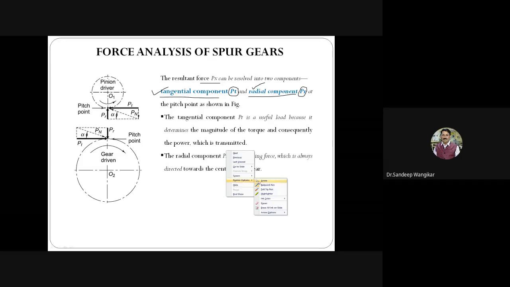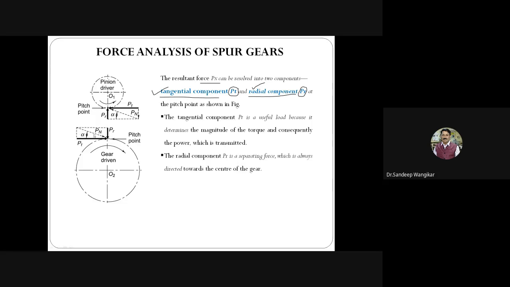This is your Pn. So Pn is the component, if you see, and it is resolved into two. Pn is resolved into Pt, the tangential force, and Pr, the radial force. This is for the driven gear. And for the driving gear, again it is resolved into two, and the directions are opposite.